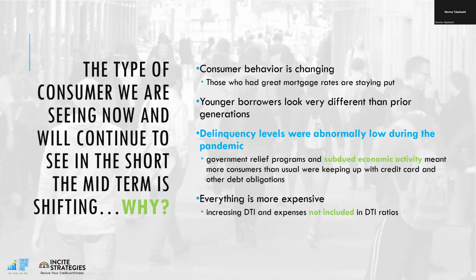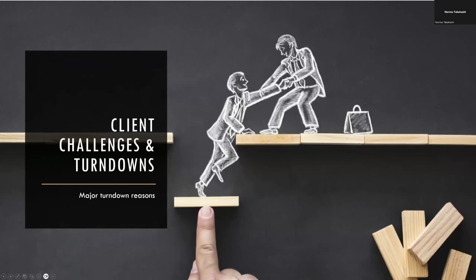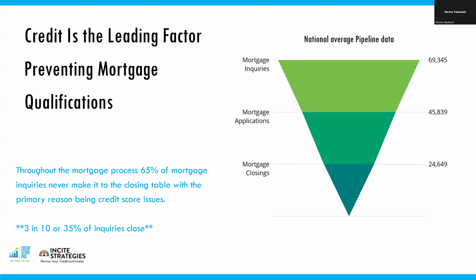And now we're starting to see a lot of things bubbling under the surface. And a lot of that has to do with debt to income ratios and credit both. So let's take a look at that. This is what an average pipeline looked like in 2020. Unfortunately, I haven't been able to gather this data since 2020, but this next slide is going to do a nice comparison. So there's about 70,000 people that inquire about a mortgage.